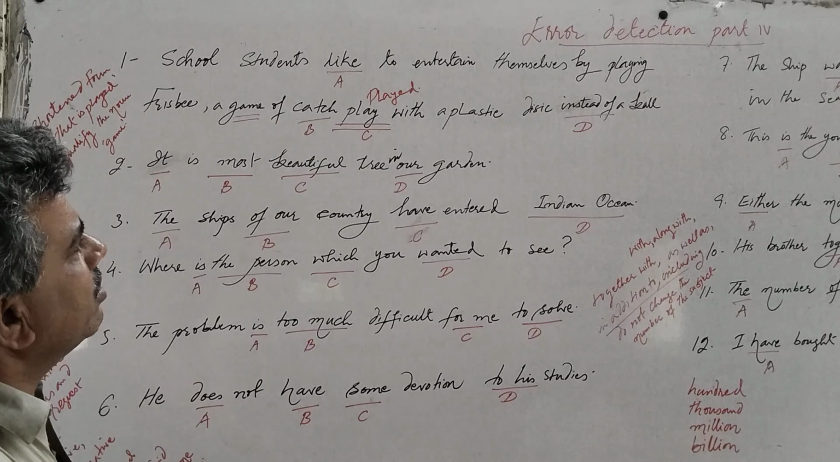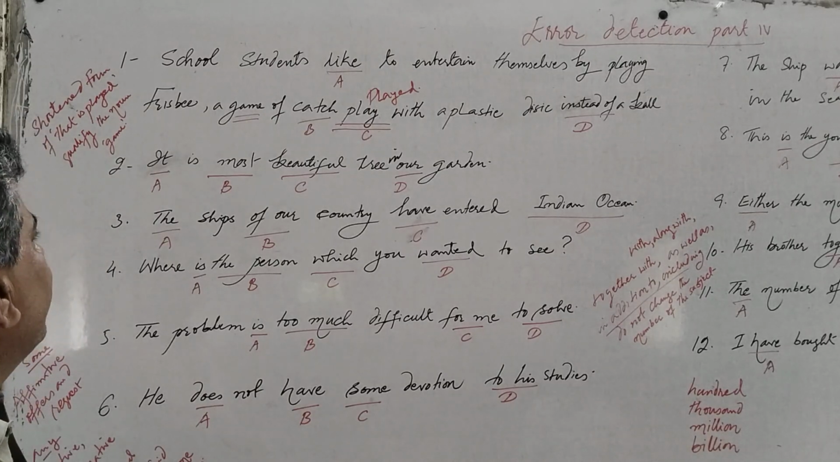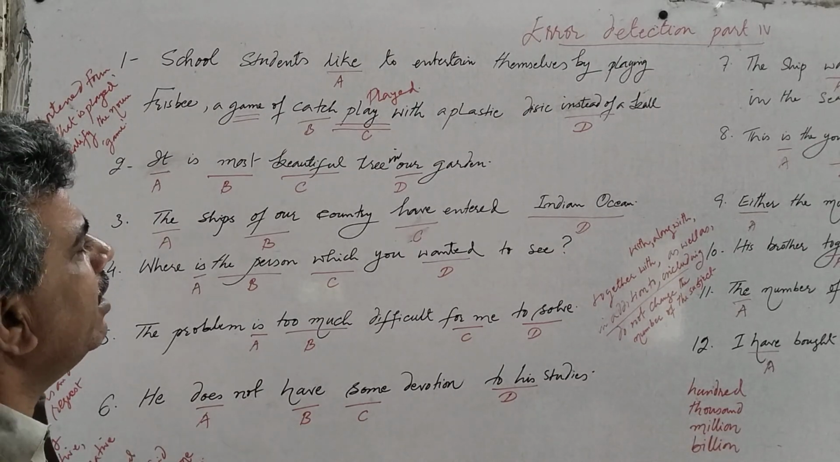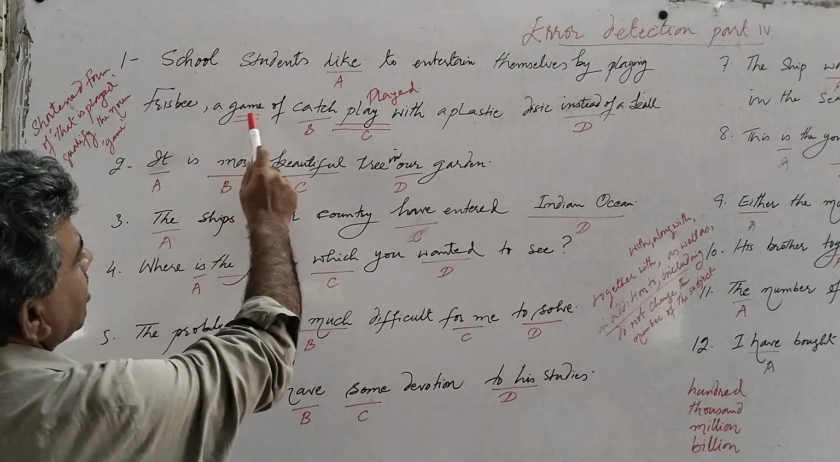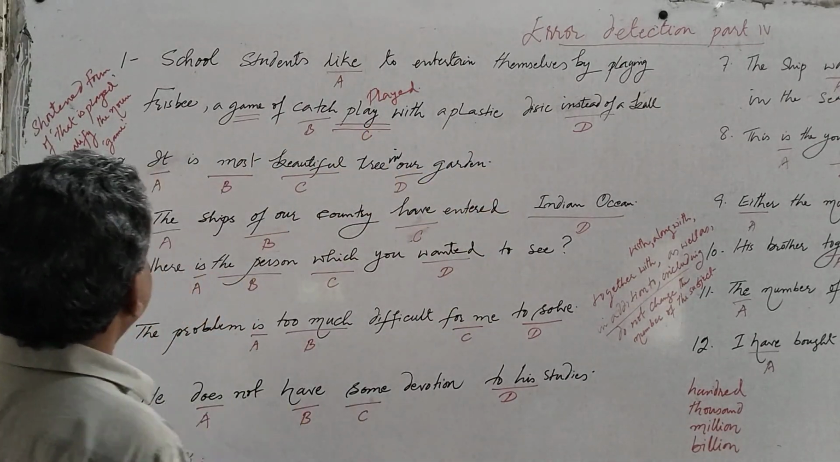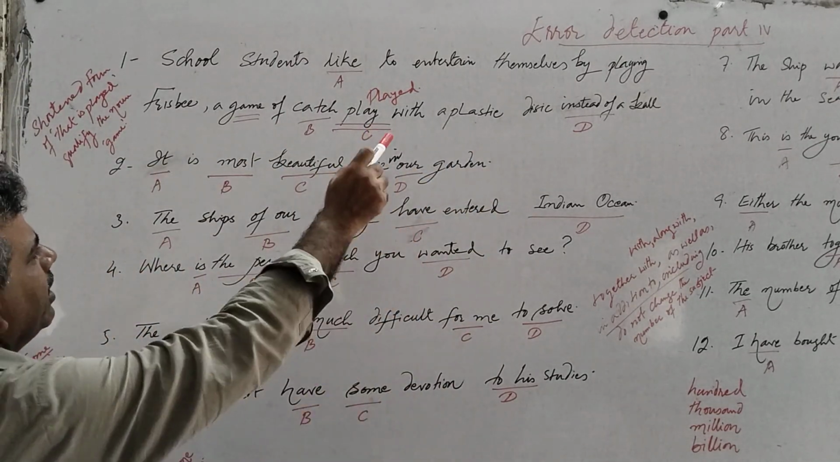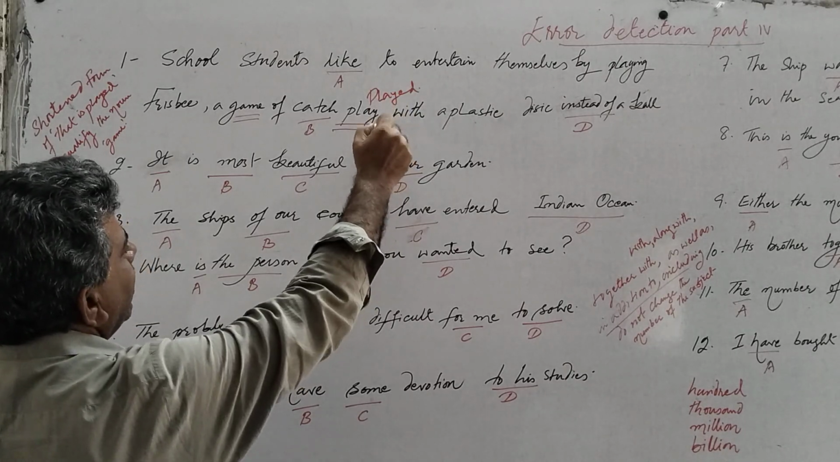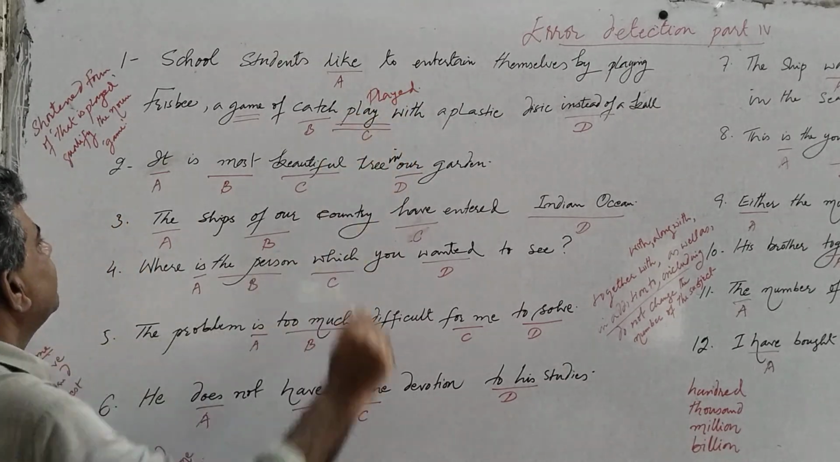School students like to entertain themselves by playing frisbee, a game of catch, played with a plastic disc. Means that game is played with a plastic disc. So we should write played instead of play here, and the mistake lies here.